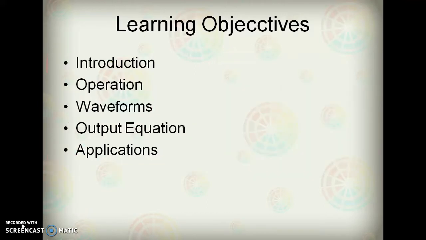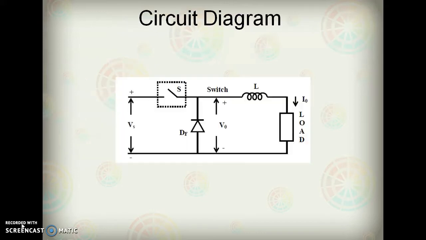Let's see the overview of this presentation. Introduction, operation, waveforms, output equation, and applications of the buck converter. The figure shows the simple experimental setup of a buck converter. Only a switch is shown here. Also, a diode is used to allow the load current to flow through it.